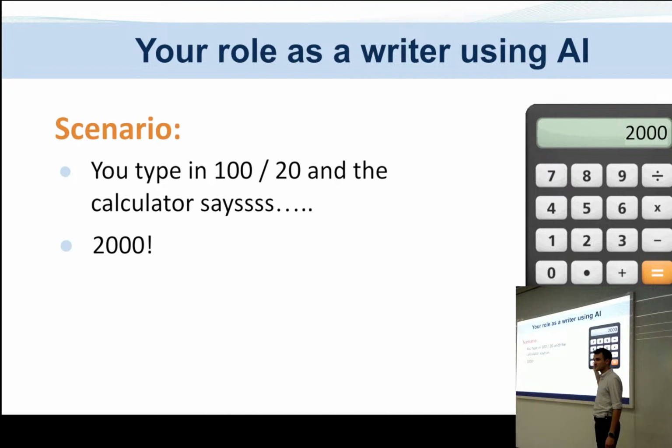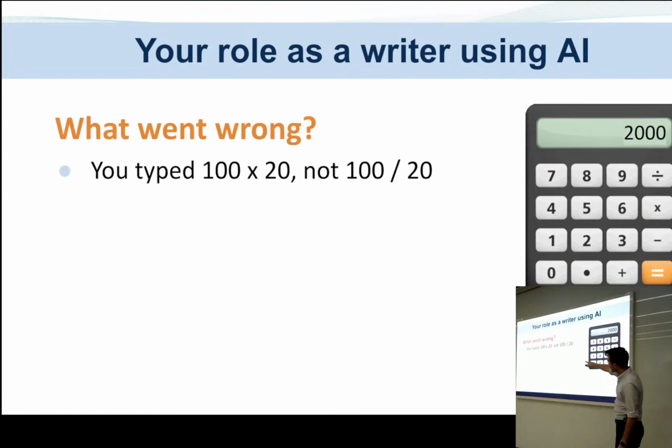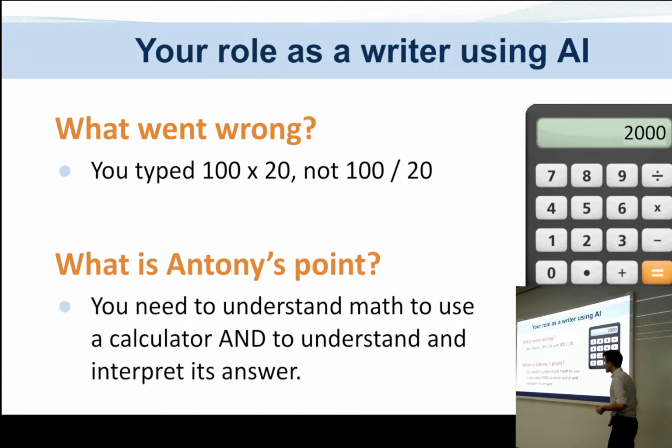You guys were all wrong. It's 2,000. Wow, that's amazing. So you're all shaking your head. No. What went wrong? I typed in 100 times 20, not 100 divided by 20, right? A common mistake, and you all recognize it. Oh, that must be wrong. Of course I can't buy 2,000. What's my point? You need to understand math to use a calculator and to understand its output. Yeah? You need to do it to input and to understand the output.